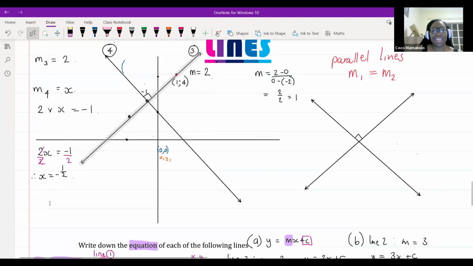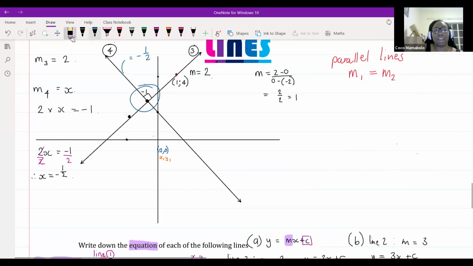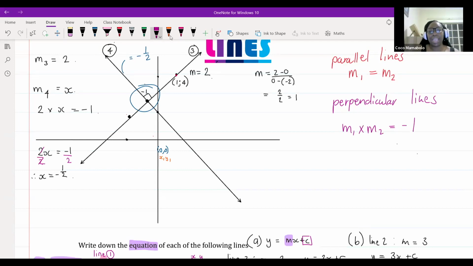All right, so the gradient of that other line, or of line 4, needs to be -1 over 2 in order for the two gradients to meet at exactly -1. All right, so when we are looking at perpendicular lines, we said for parallel lines, we've got to have two gradients that are equal. For perpendicular lines, we need m1 times m2 to equal -1. But we don't have to really belabor it.